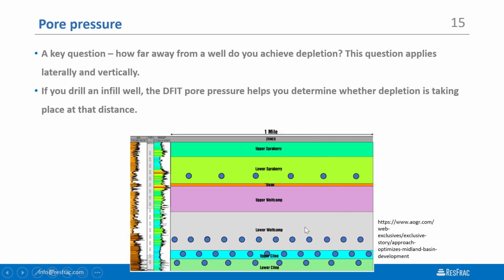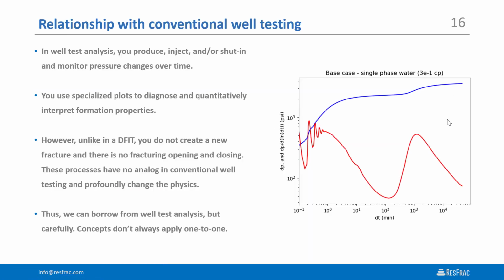So here's just an example of some different wine rack completions going on in the Midland Basin. We can see how companies are spacing wells vertically and laterally. They're trying to figure out how many wells they can pack in to optimize their net present value to neither overcapitalize nor underproduce.